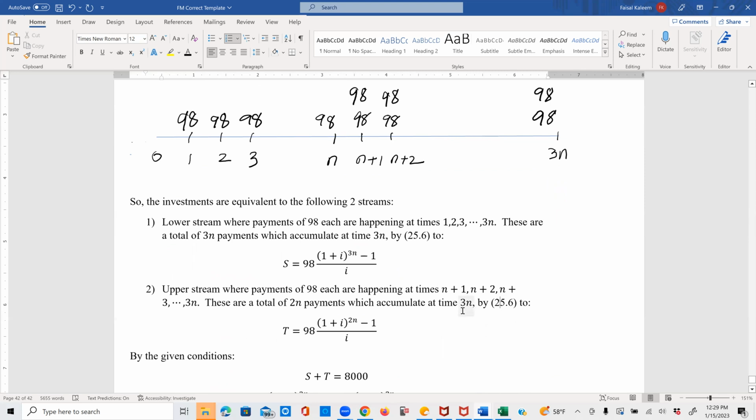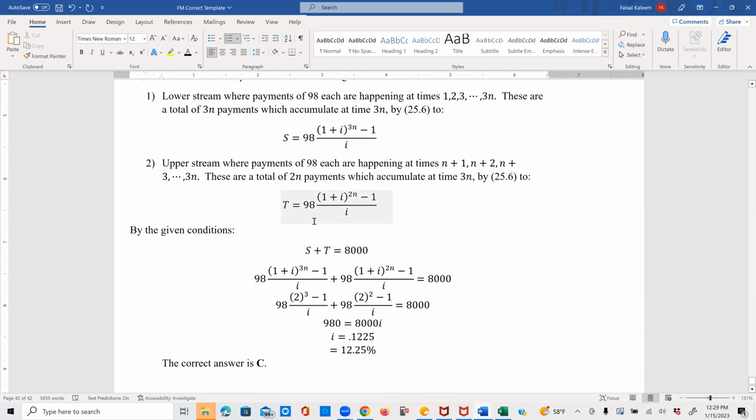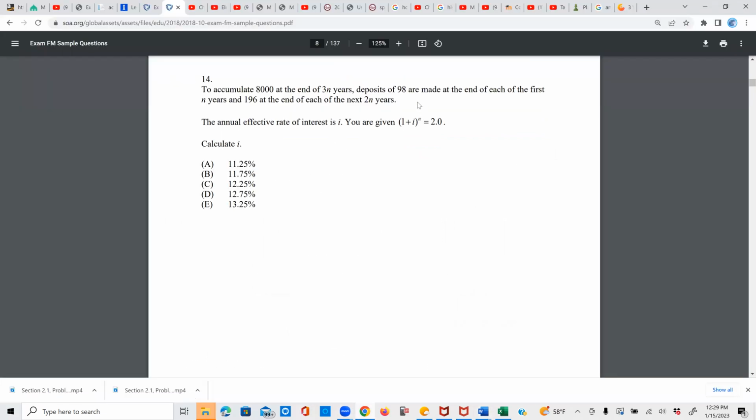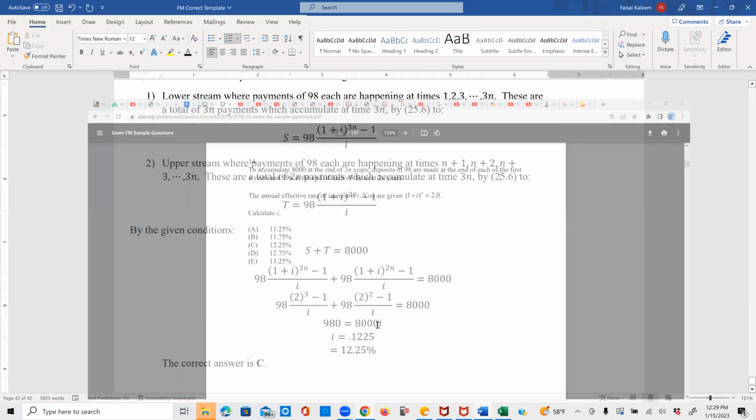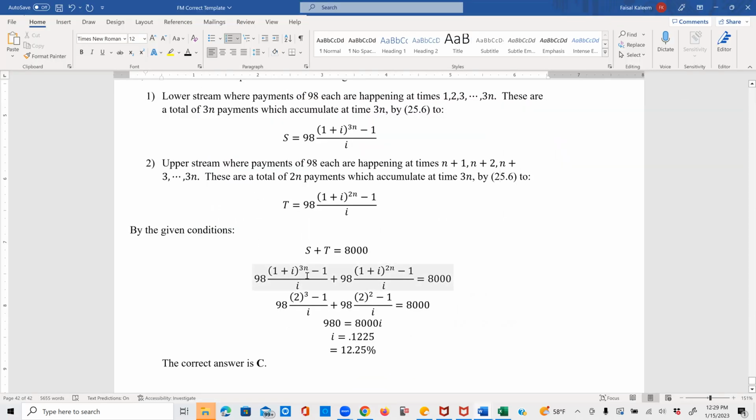And so we want the total accumulated value to be 8,000. The total accumulated value will be the accumulated value of the first stream plus the accumulated value of the second stream, so S plus T, and we want that to be 8,000. Now we substitute these values for S and T. We are given that (1 + i)^n equals 2. So that means (1 + i)^3n will be 2 cubed. Similarly, (1 + i)^2n would be 2 squared.